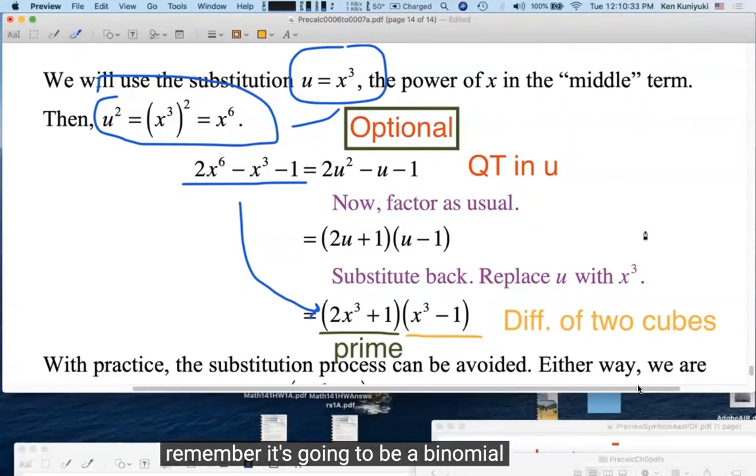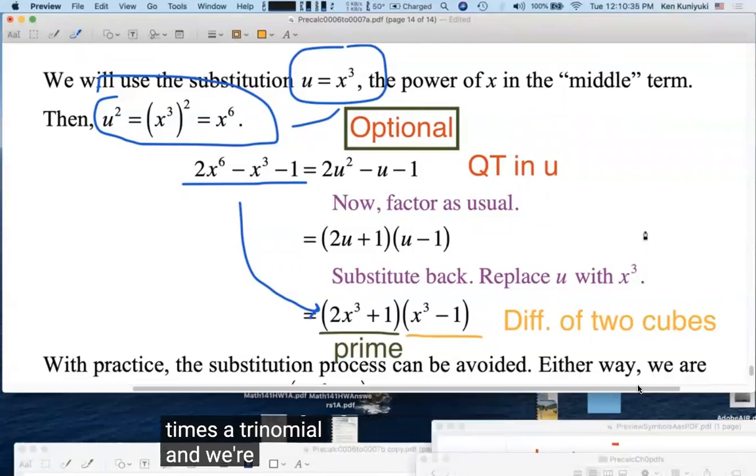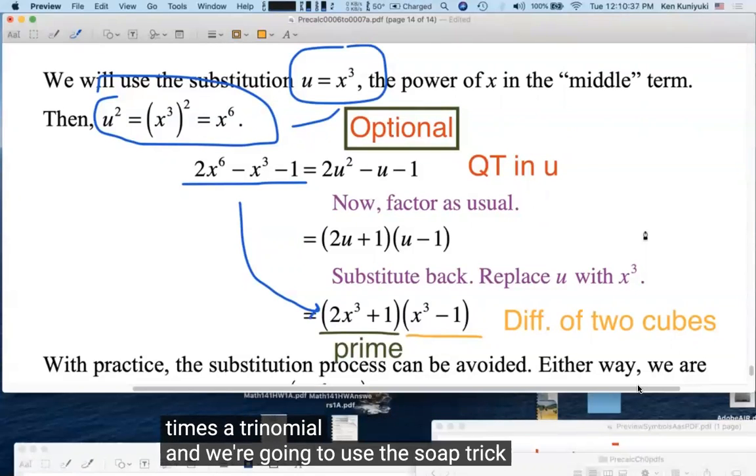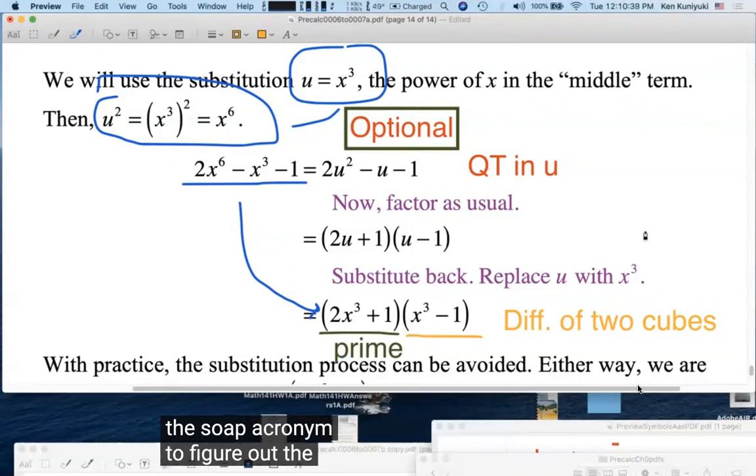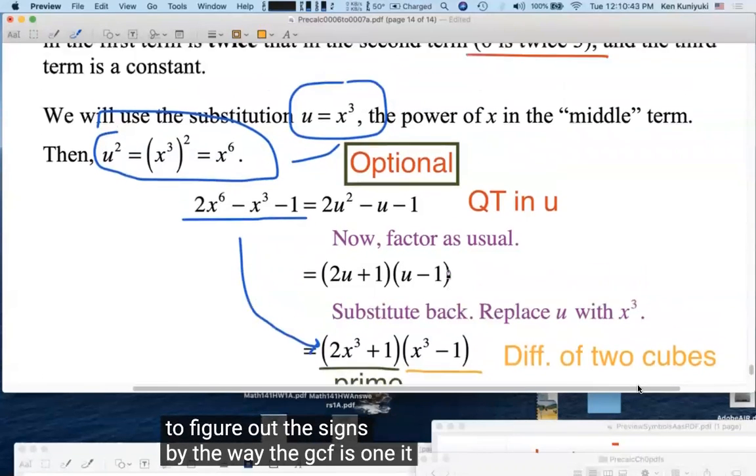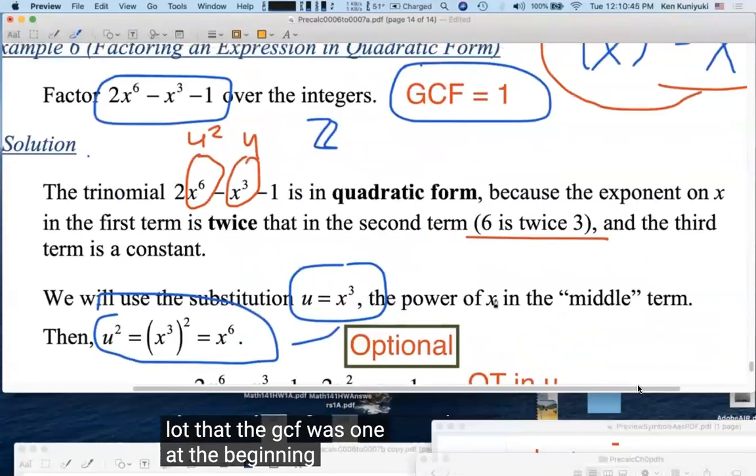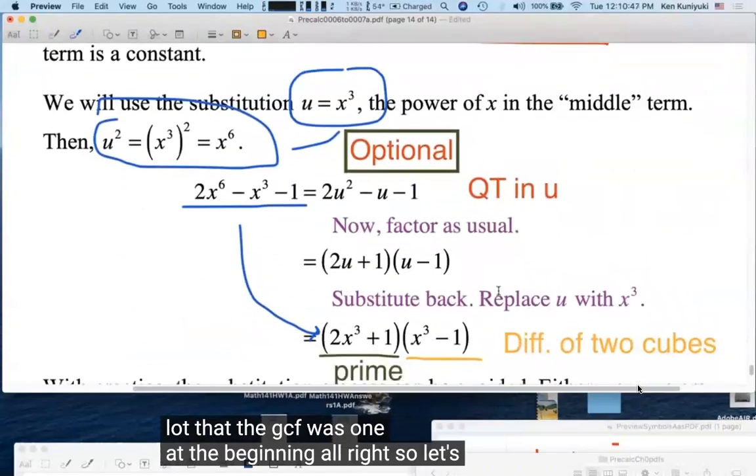Remember, it's going to be a binomial times a trinomial, and we're going to use the SOAP trick, the SOAP acronym, to figure out the signs. By the way, the GCF is 1. It helped a lot that the GCF was 1 at the beginning. All right, so let's factor this thing.